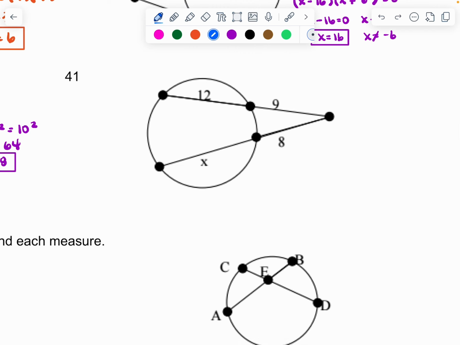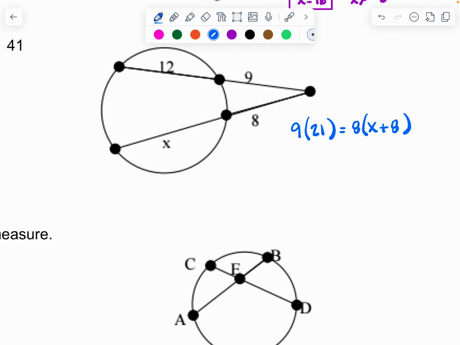So I'm going to do this top secant first. The outside is 9 and the whole thing is 21. Then on this secant, the outside is 8 and the whole thing is x plus 8. And voila, right? That's your algebra equation. So let's see, what's that going to give us? 189 equals 8x plus 64.